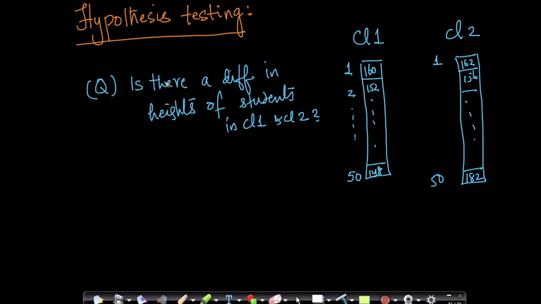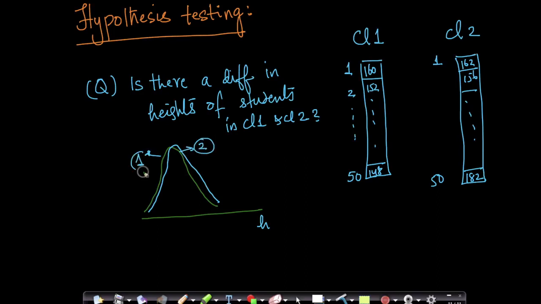To answer this question, you might say, okay, this is very straightforward. Why don't I just plot? Since we know histograms, let's look at that. Let's assume I plot the histogram of heights of students of class 1, which looks like this, and the heights of students of class 2 looks like this. This is your height, this is your class 1, and this is your class 2.